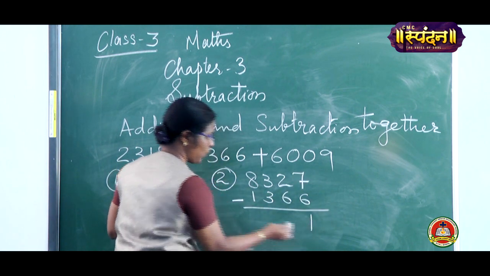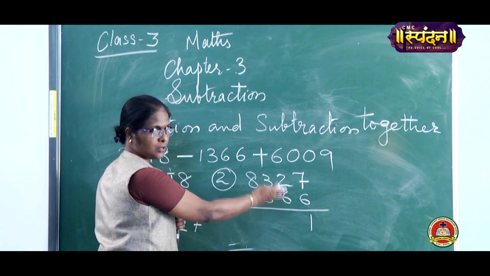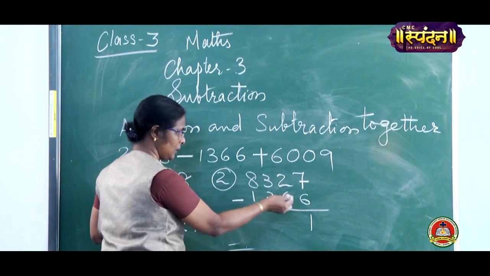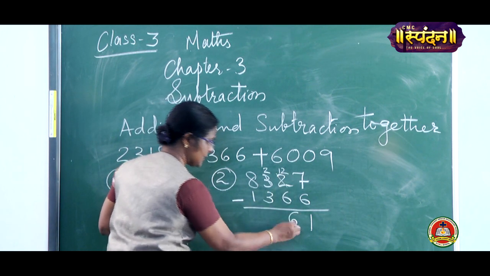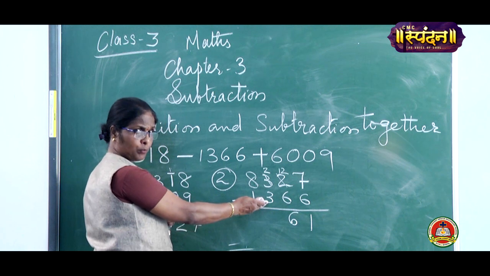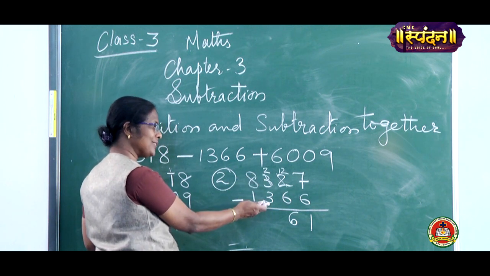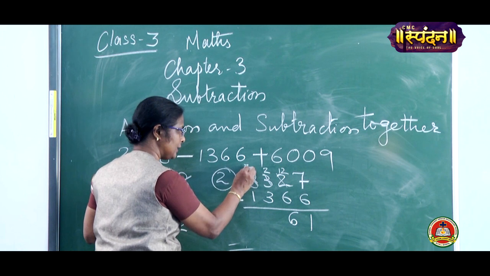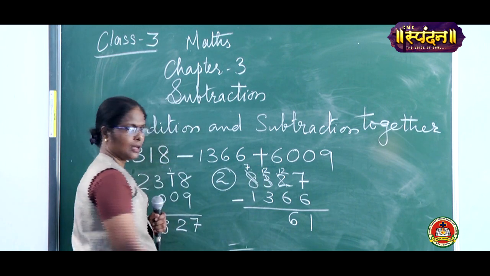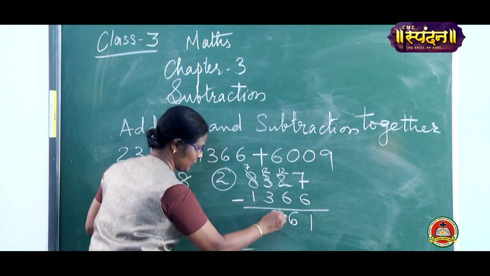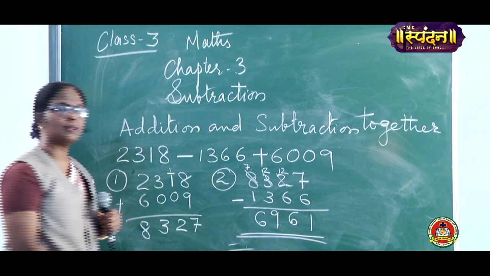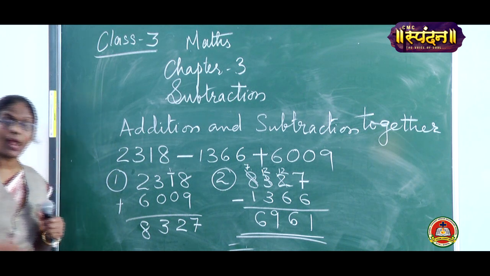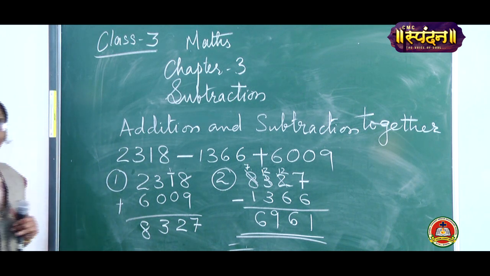7 minus 6, 1. From 2 you cannot subtract 6 because 2 is a smaller number, 6 is a bigger number. You are going to borrow, making 12, and here 2 is left. 12 minus 6 is 6. From 2 can you subtract 3? No, because 2 is a smaller number, 3 is a bigger number. Again you are going to borrow. Here 7 is left and here it becomes 12. 12 minus 3 is 9. 7 minus 1 is 6. In this way you get the answer 6961.